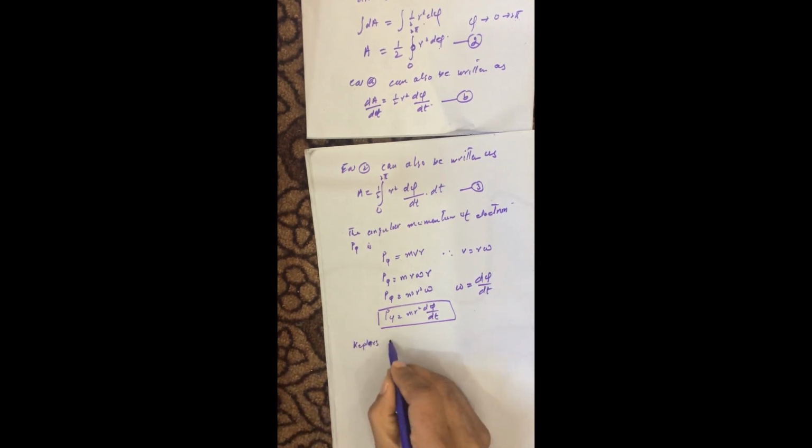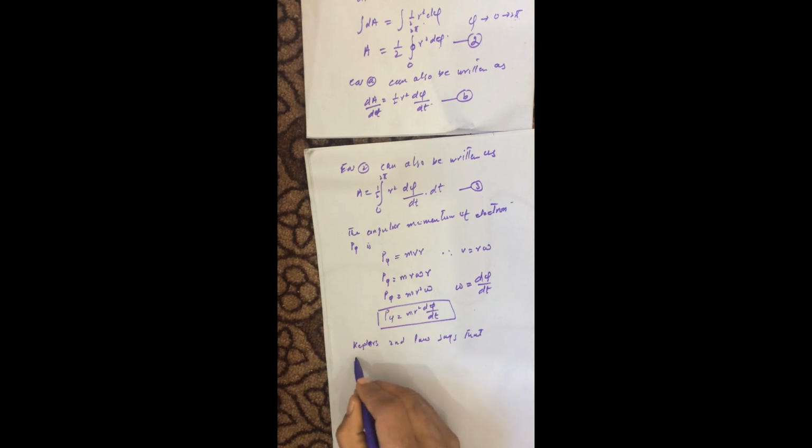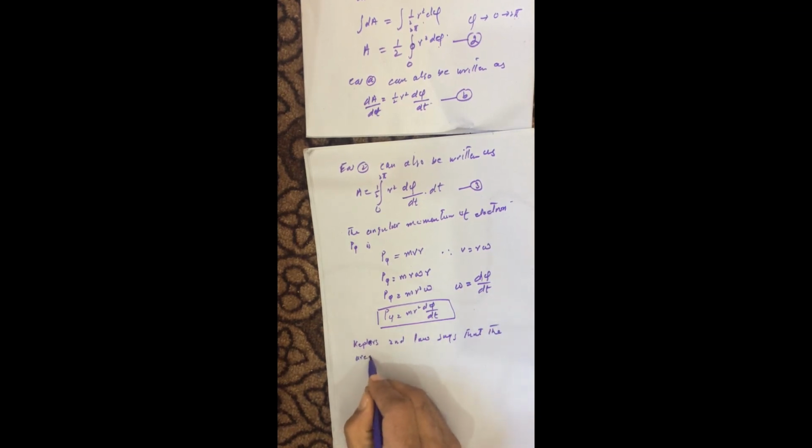Now Kepler's second law says that the areal velocity of a particle moving in an elliptical orbit is constant.